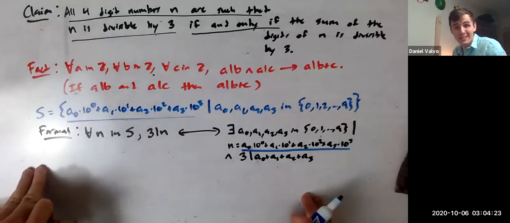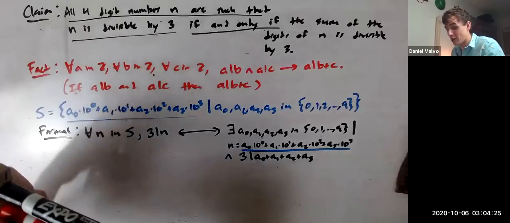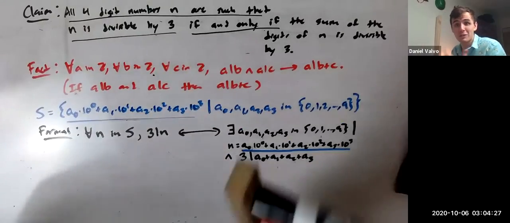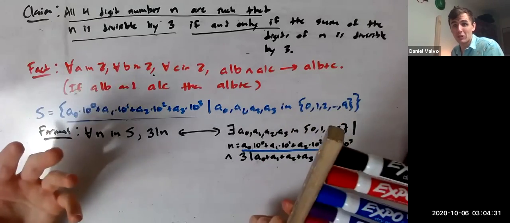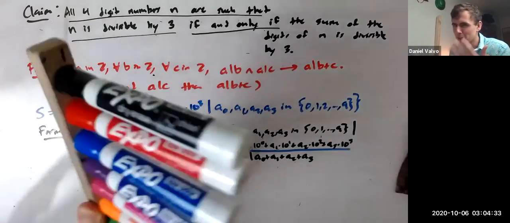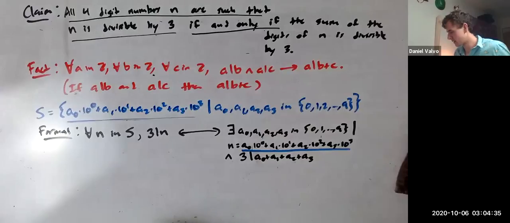So if we can prove this, we do prove what we're saying here, our division rule, that you can tell if a number is divisible by 3 simply by adding the digits together and seeing if it's divisible by 3. For a 4-digit number at least, but you'll see this works for everything. So any questions on what we're doing here? Good, okay. So let's do it.